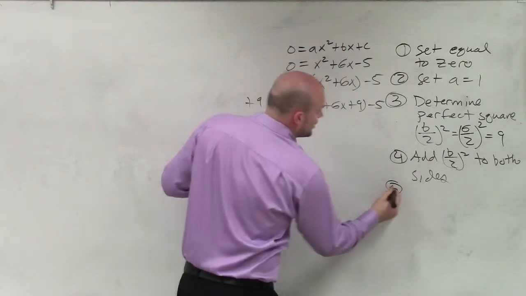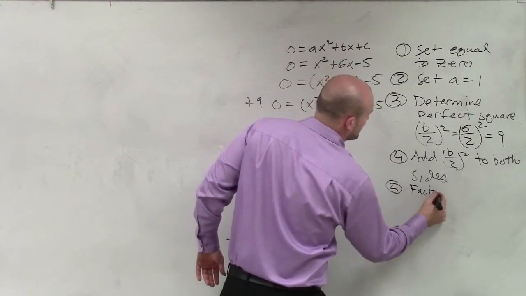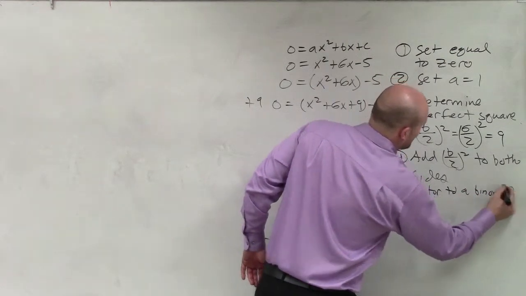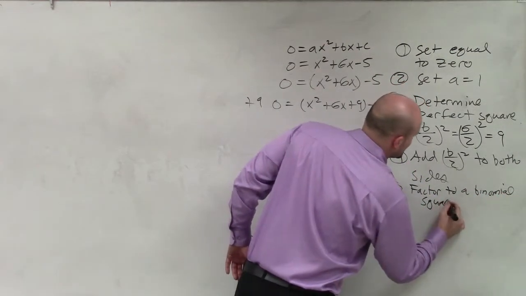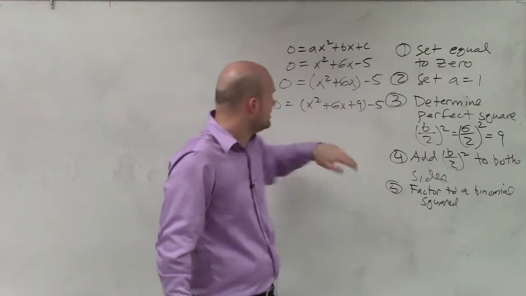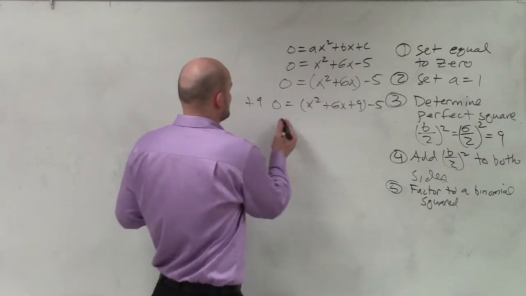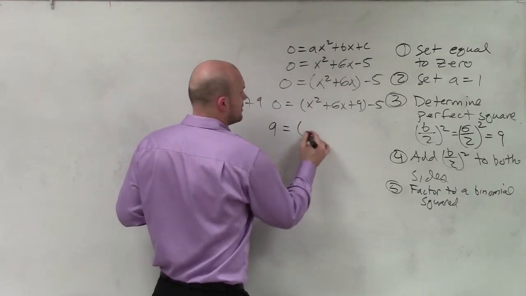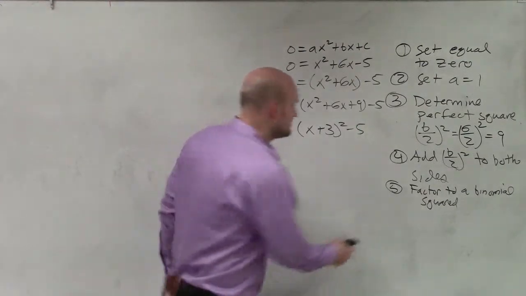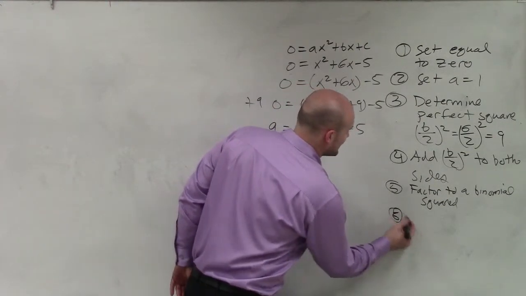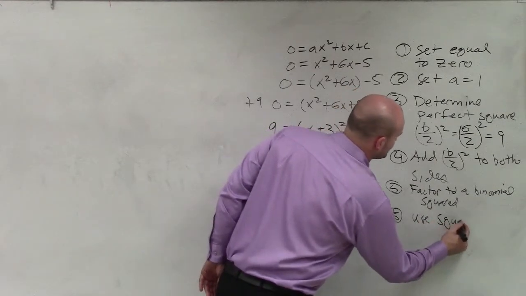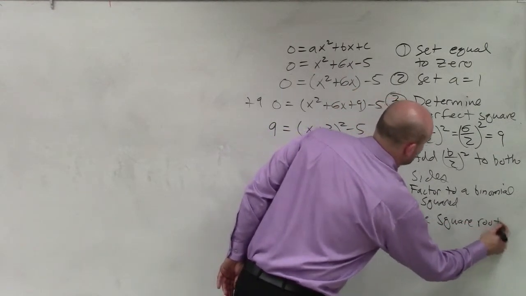Then you factor to a binomial squared. What's nice about creating a perfect square is now you can factor to a binomial squared. So now I have 9 equals x plus 3 squared minus 5. Then the last step I use is the square root property, or square root method.